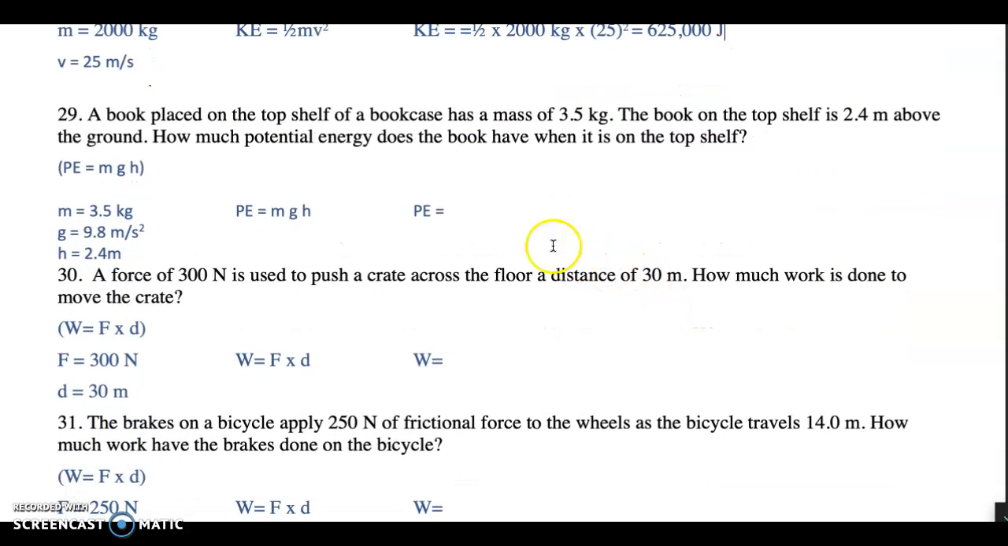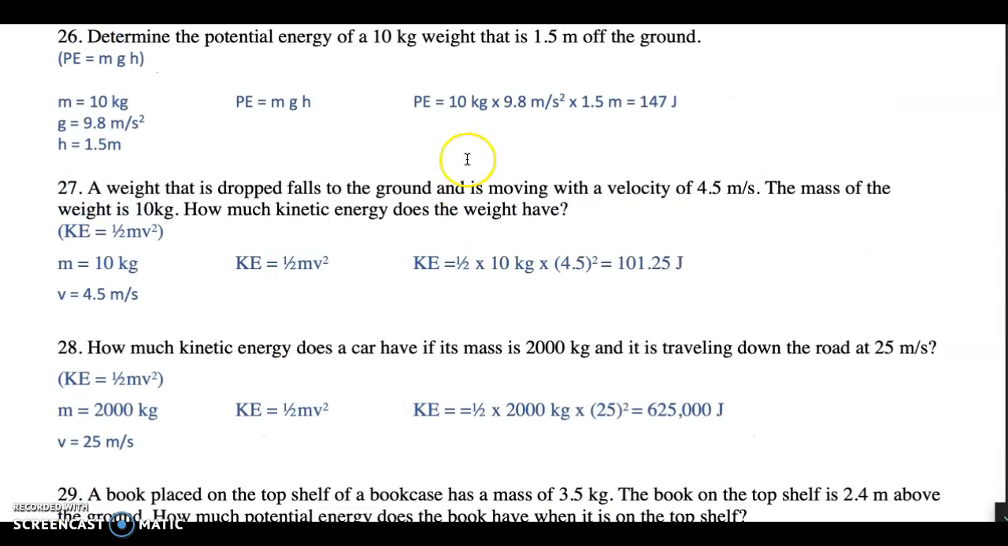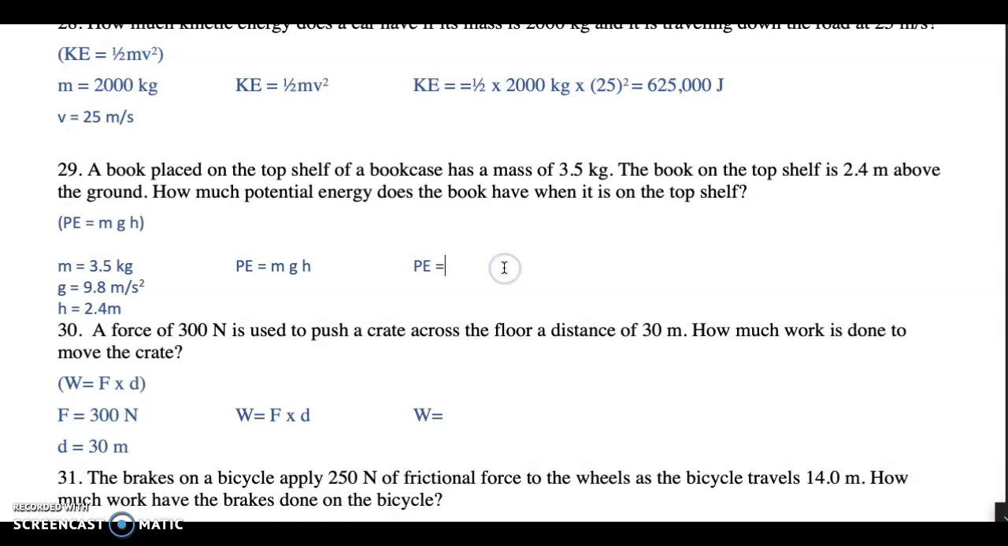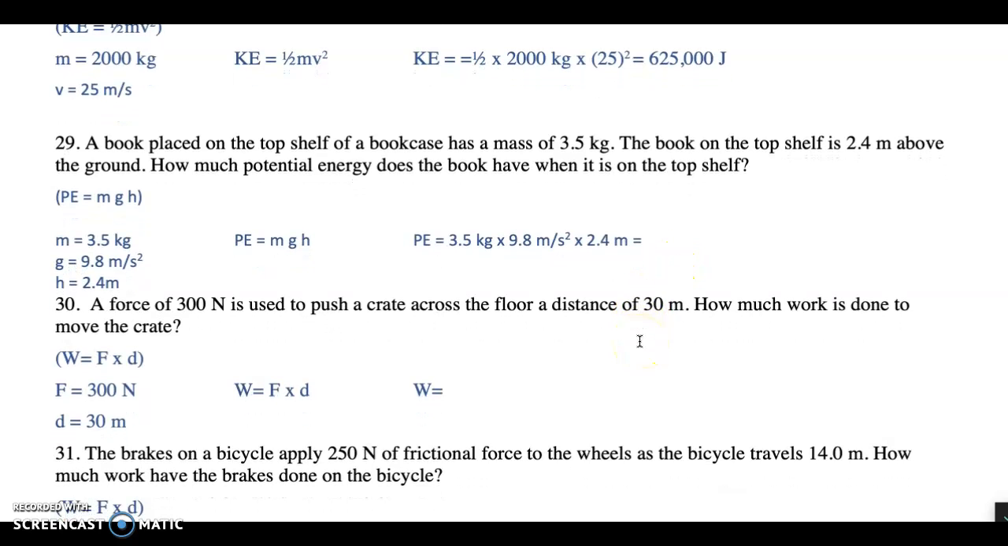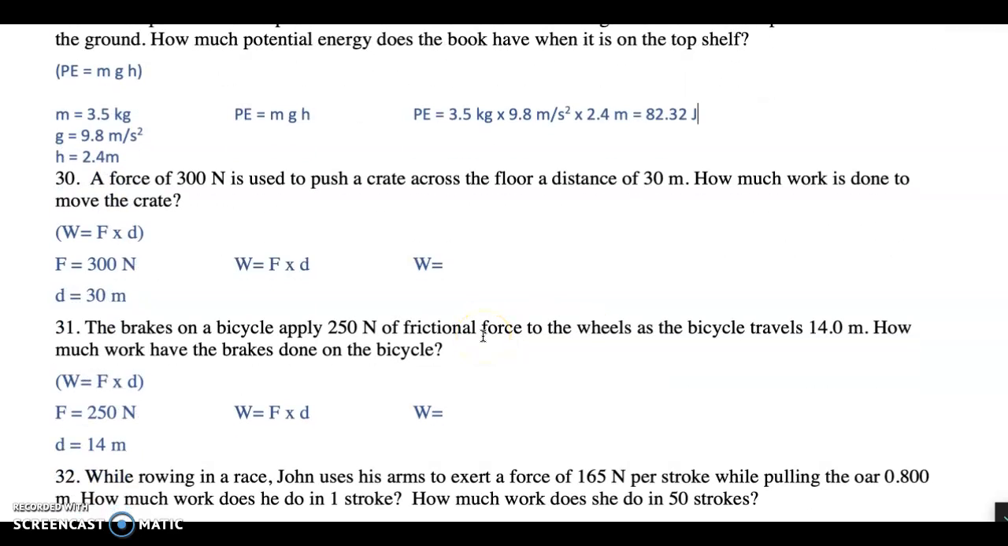Okay, I got another mgh one here, so I'm just going to copy and paste the work from here. Calculating potential energy. The only thing that's different in this case is the mass, which is 3.5 kilograms. Acceleration due to gravity is the same. The height is 2.4 meters. How much potential energy does it have? 3.5 times 9.8 times 2.4 gives me 82.32 joules of energy.